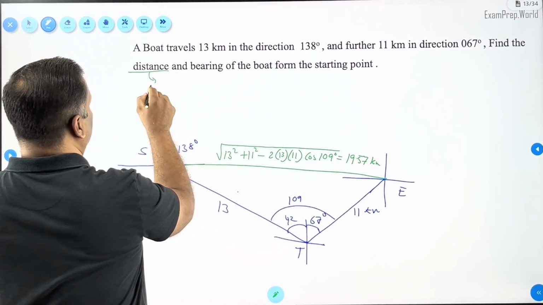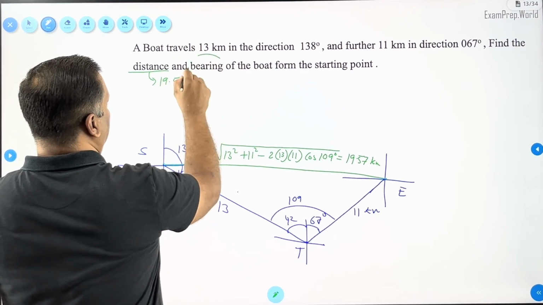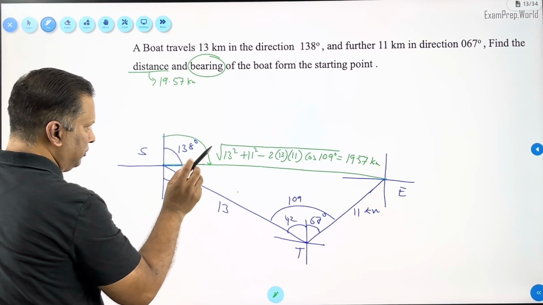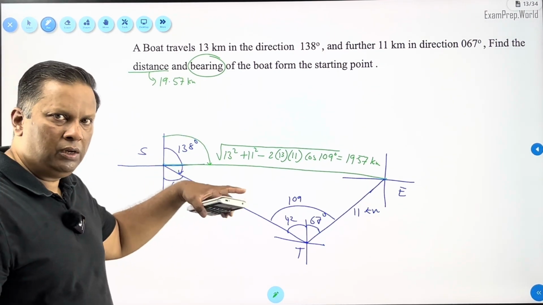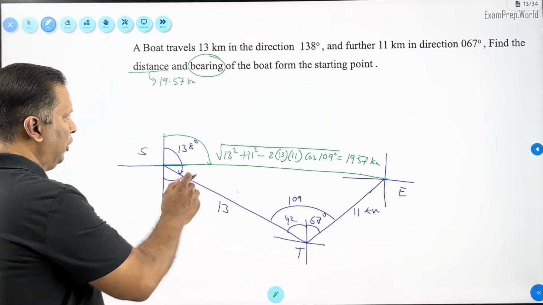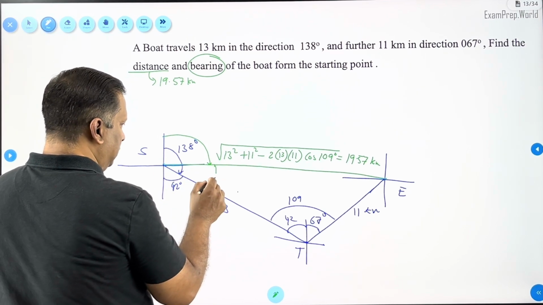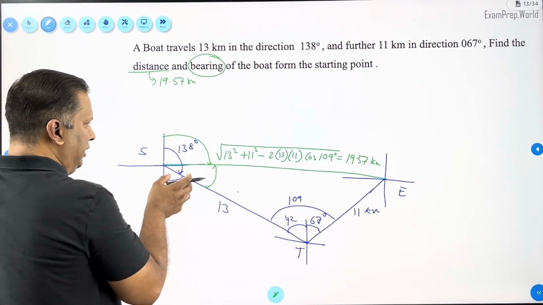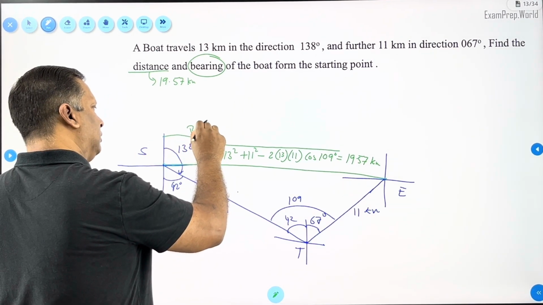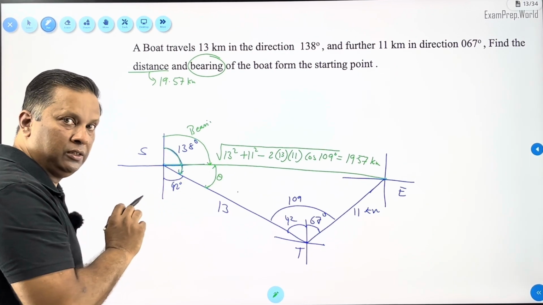The distance is how much? 19.57 kilometers. Now we have to find the bearing. Which bearing? This one, this angle. It looks like it is on the horizontal, but our diagrams are not accurate. How can we find this? To find this angle, this is 138, no? So if I find this angle theta, 138 minus theta will give me this bearing. Because the total from here to here is 138, and if I subtract this theta, I will get my bearing.